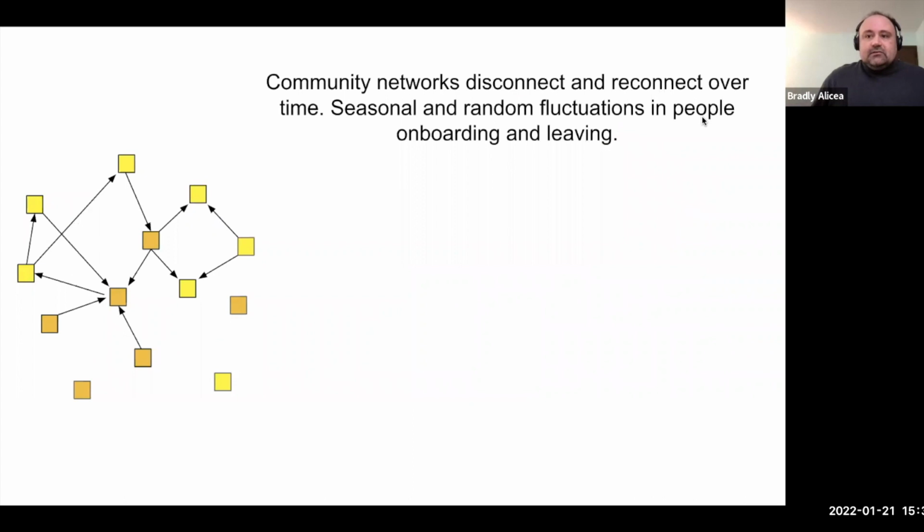So to fight this sort of fragmentation, we need to think a little bit outside the box. And we have to understand that community networks disconnect and reconnect over time. We have seasonal and random fluctuations of people onboarding and leaving. So people might work on a project over the summer or over the holiday, and then they leave. And so we have to account for all those sorts of fluctuations in addition to this natural decay.